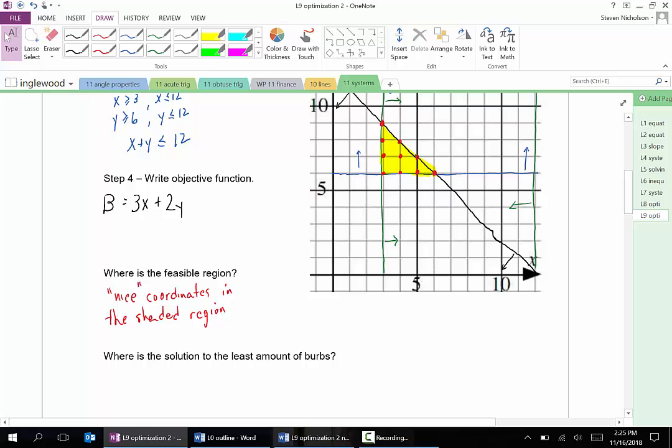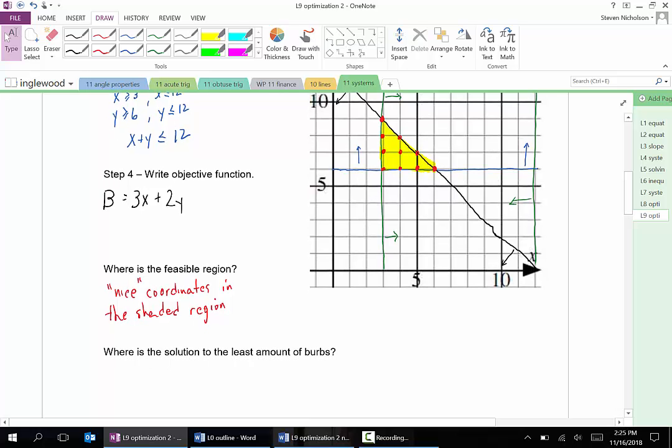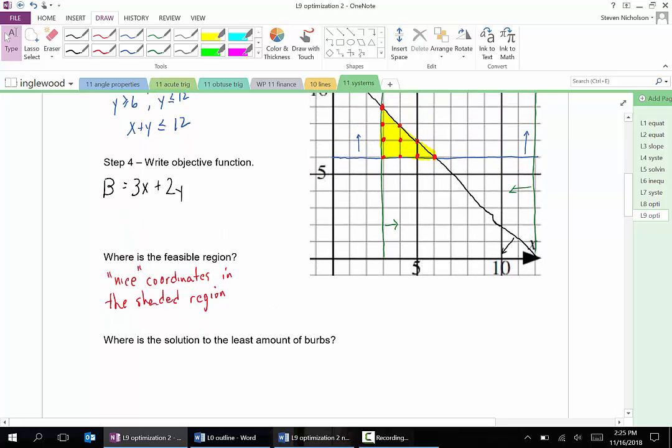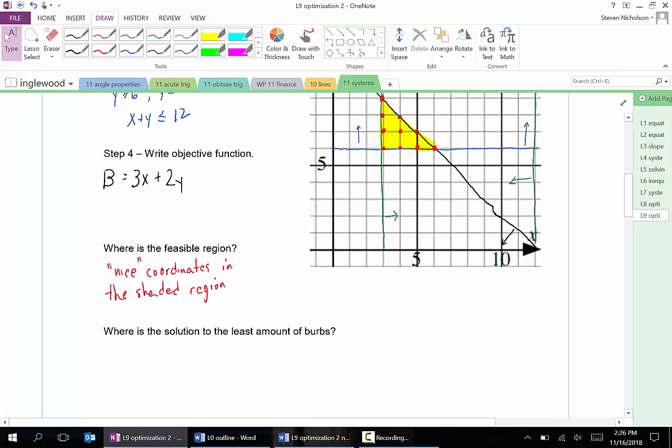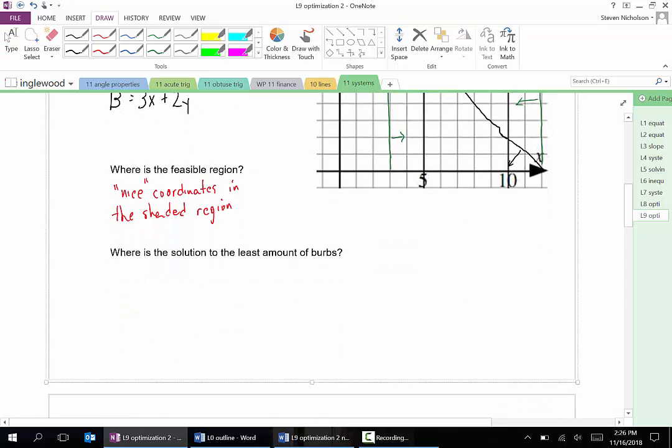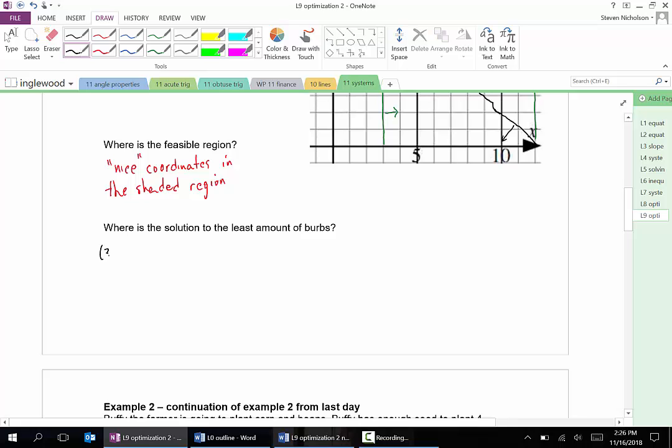So again, I'm just going to pick the coordinates off this and figure out the number of burps that would happen if you had 3 bottles of this and 9 bottles of this, or whatever. So if I labeled them, this would be my first one. That's the first point I'm going to use, and that's 3 comma 9. So using 3 comma 9, the number of burps would be equal to 3 times 3 plus 2 times 9. And that would represent 27 burps if you bought 3 cola and 9 Dr.